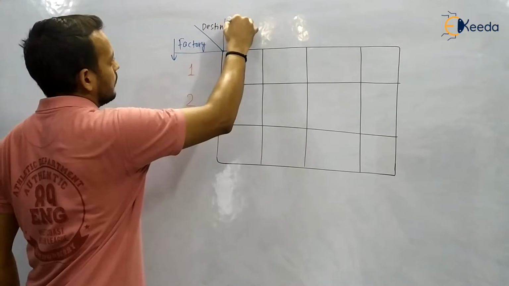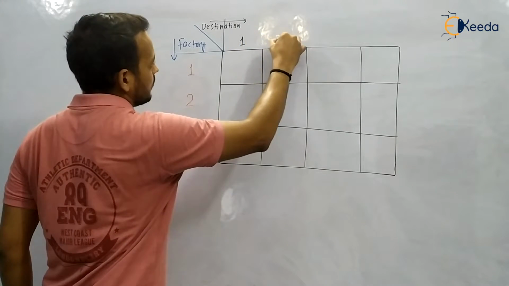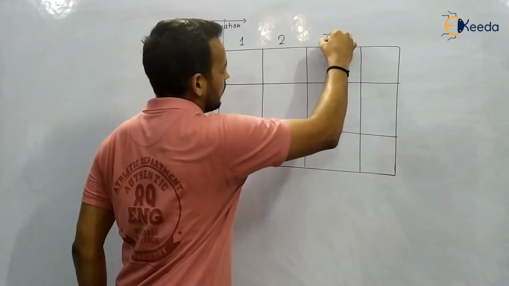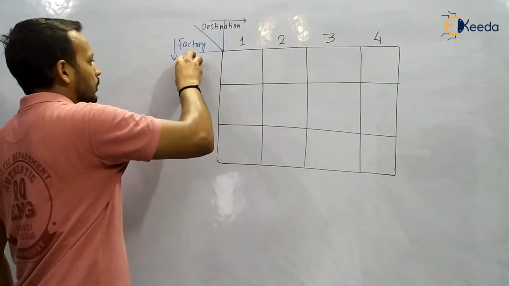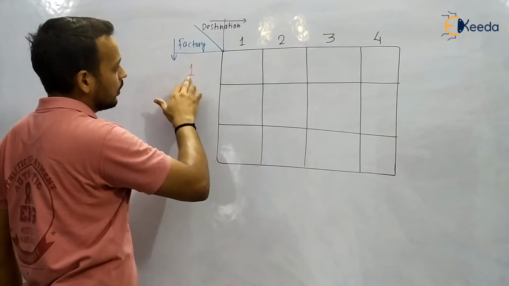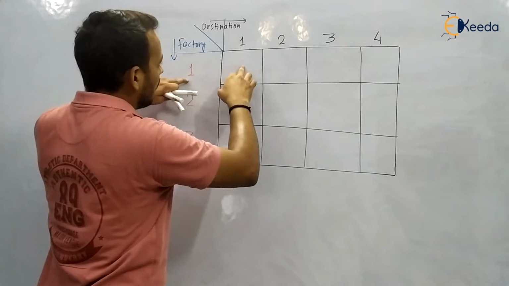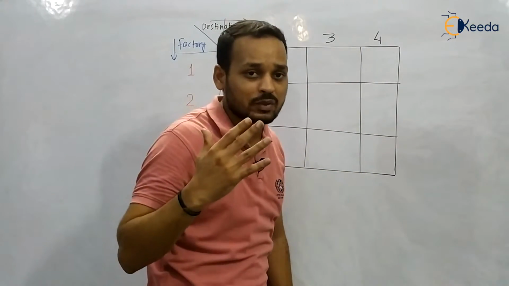This is the destination. So we have destination 1, destination 2, destination 3, and destination 4. What we have to do is pick the items from factory 1 and supply them to either destination 1, 2, 3, or 4. How will we supply it?